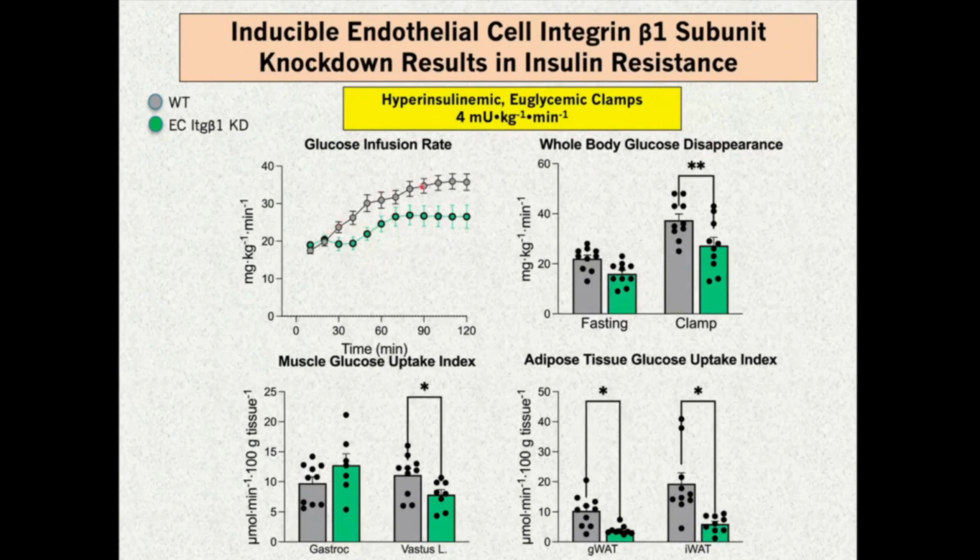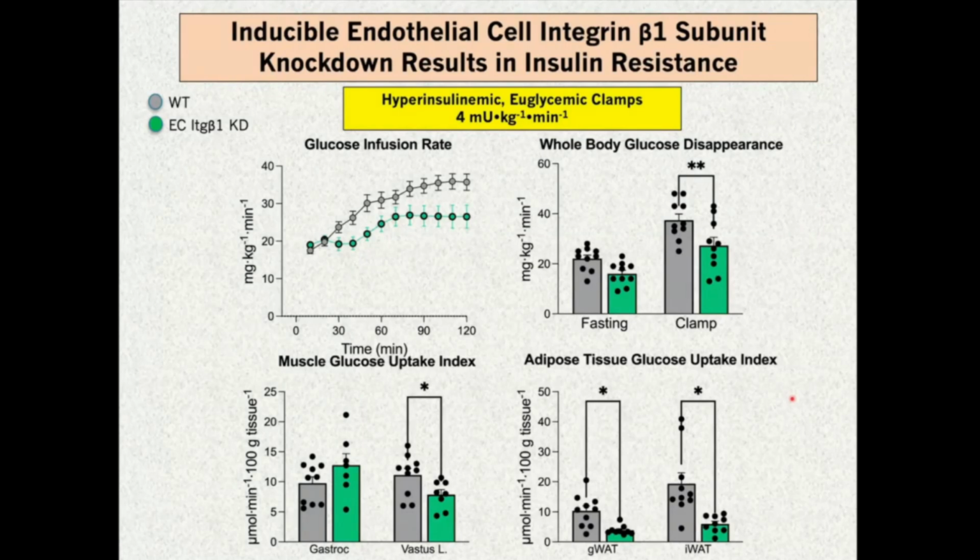So here's the wild type, or the non-Cre control. Both groups had tamoxifen, but this one lacked the Cre. And you could see that glucose infusion rate was reduced in the knockdown. And this was due to an increase in glucose disappearance and generally, for the most part, a decrease in muscle glucose, in tissue glucose uptake. Here's muscle glucose uptake, and then adipose tissue glucose uptake was impaired. So a primary defect in the endothelial cells is a factor in and can potentially cause insulin resistance.